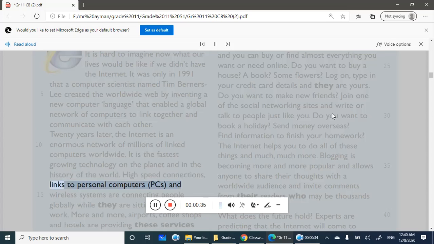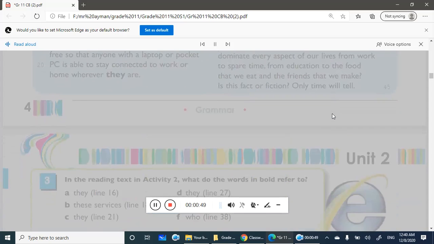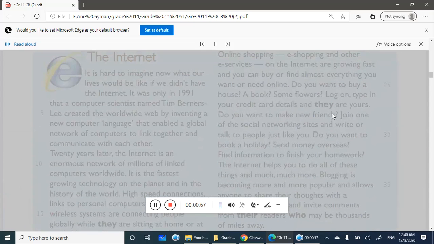High-speed connections, links to personal computers, PCs, and wireless systems are connecting people globally while they are sitting at home or at work. More and more airports, coffee shops, and hotels are providing these services free so that anyone with a laptop or pocket PC is able to stay connected to work or home wherever they are. Online shopping, e-shopping, and other e-services on the internet are growing fast, and you can buy or find almost everything you want or need online. Do you want to buy a house? A book? Some flowers? Log on, type in your credit card details, and they are yours.